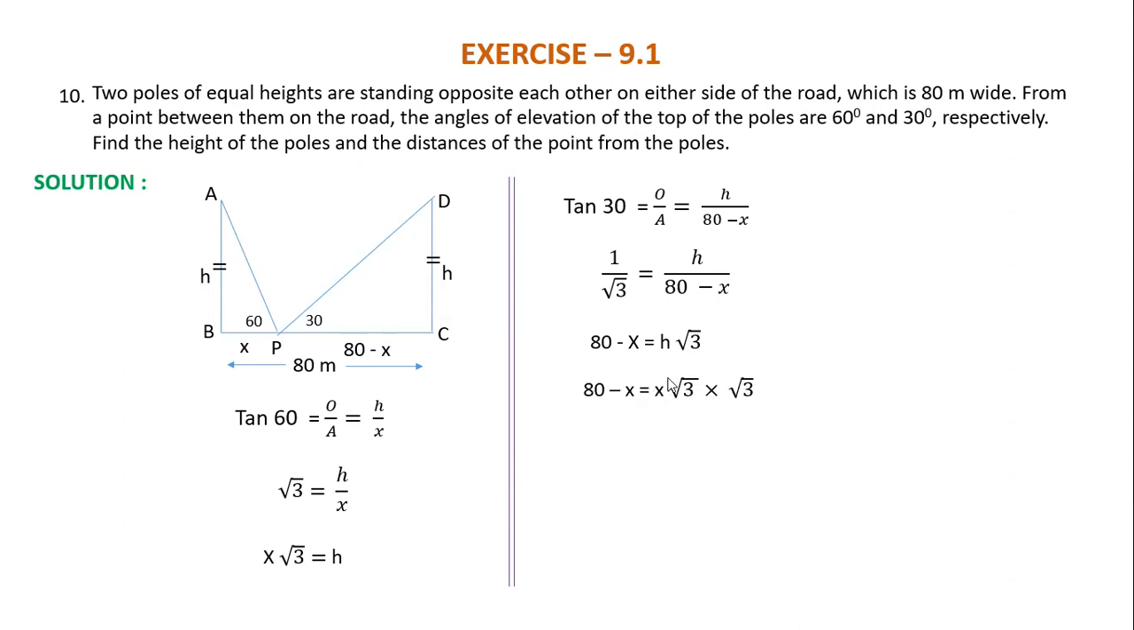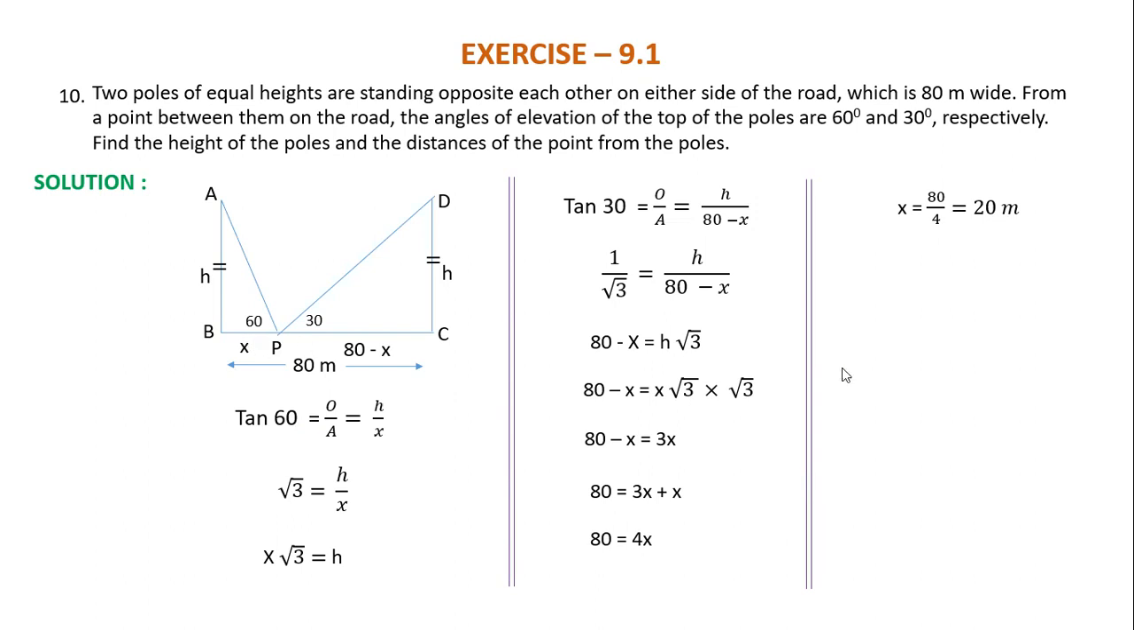80 minus x is equal to h, which is x root 3, so h is x root 3 into root 3. So you get 80 minus x is equal to 3x, because root 3 into root 3 is 3. So 80 is equal to 3x plus x. So 80 is equal to 4x. You get x is equal to 80 upon 4, 20 meters.